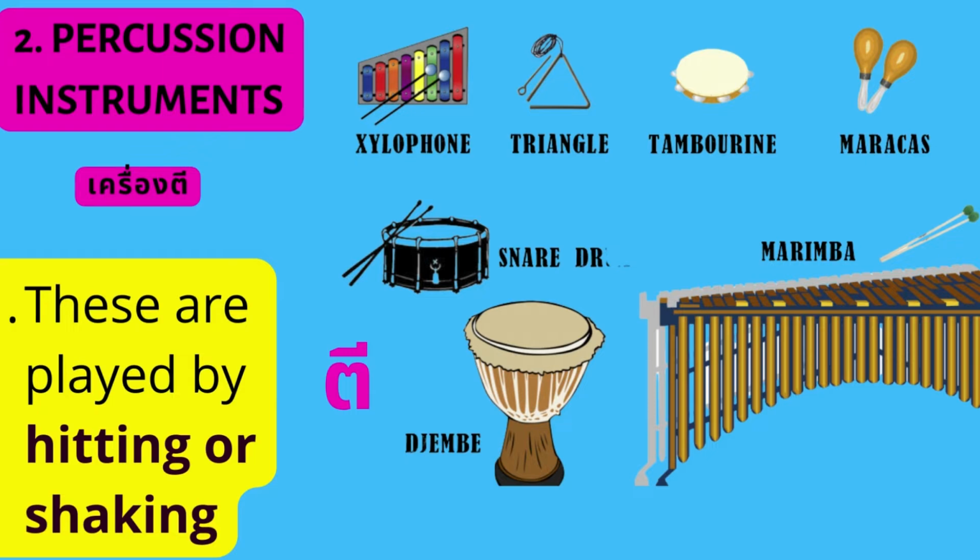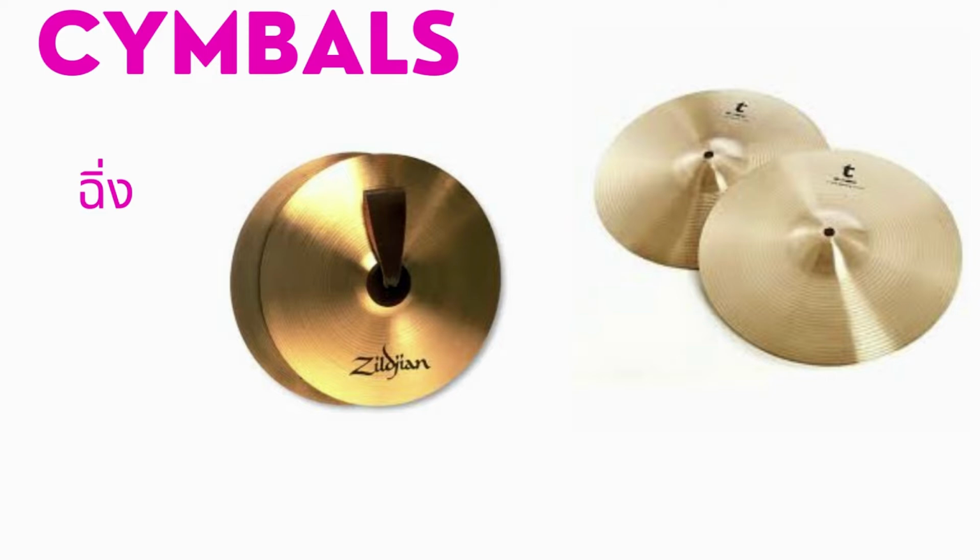Then family number 2, we have percussion instruments. These are instruments that are played by hitting or shaking. A lot of examples have been given there, and we shall look into them one by one. So we have the cymbals.